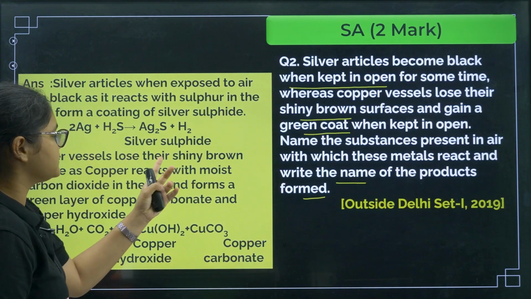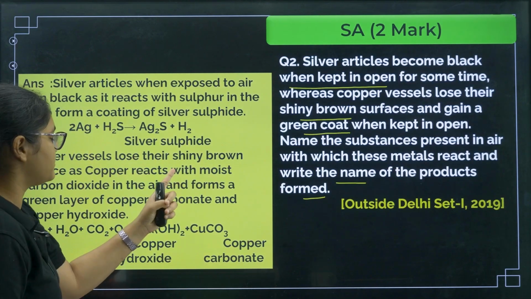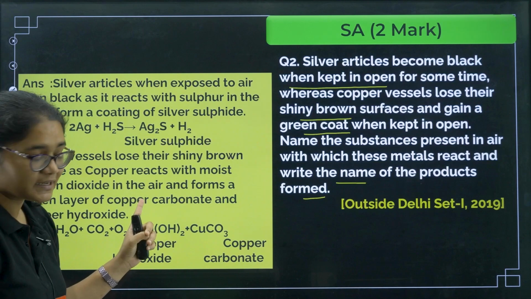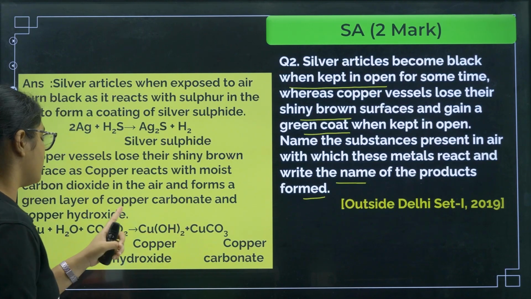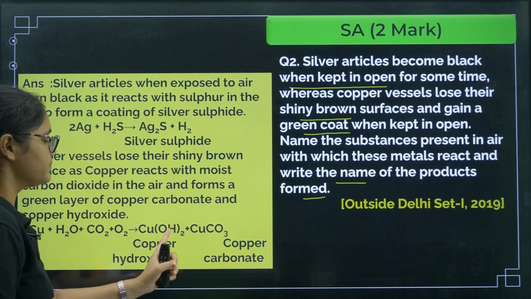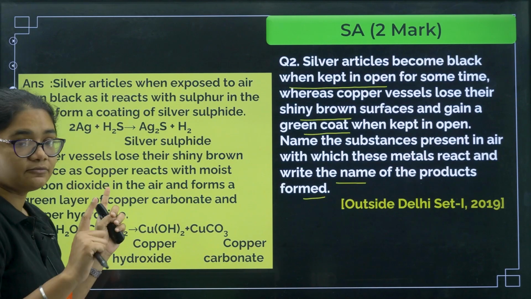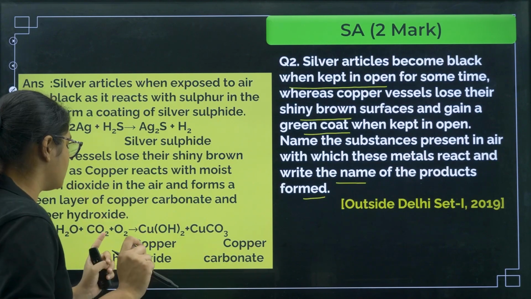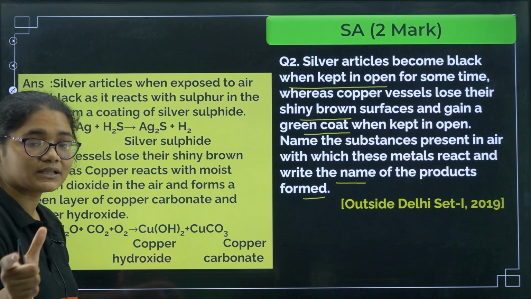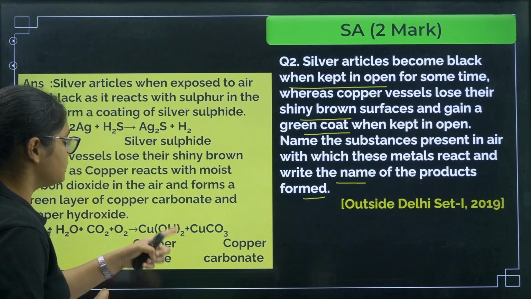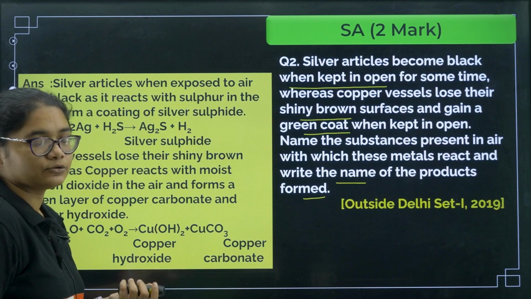Similarly, copper vessels lose their shiny surface as copper reacts with moist carbon dioxide in the air and forms a green layer of copper carbonate and copper hydroxide. Okay, this is the reaction. So that is what you should remember. For silver it is sulfur, and for copper it is carbon. Okay, CC you can remember. Copper reacts with carbon dioxide to get corroded.